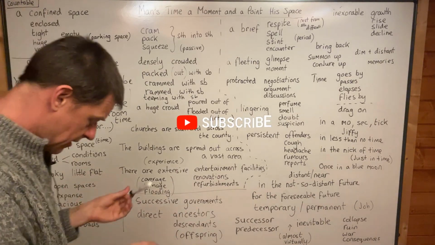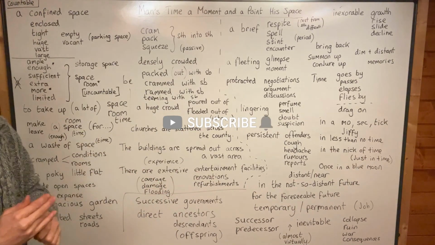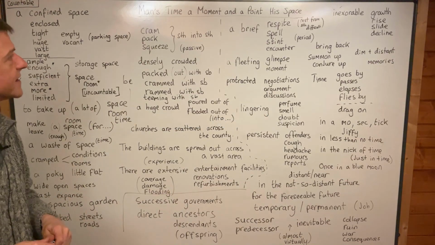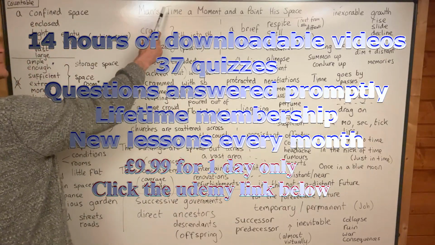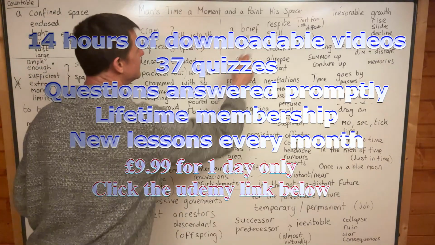Okay, welcome to a class today on space and time vocabulary. So I've given it a title. I've chosen Alexander Pope's lovely chiasmus: "His time a moment, and a point his space."